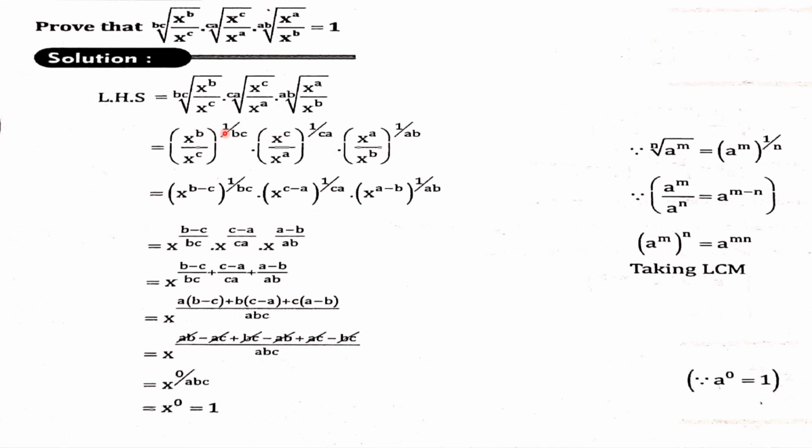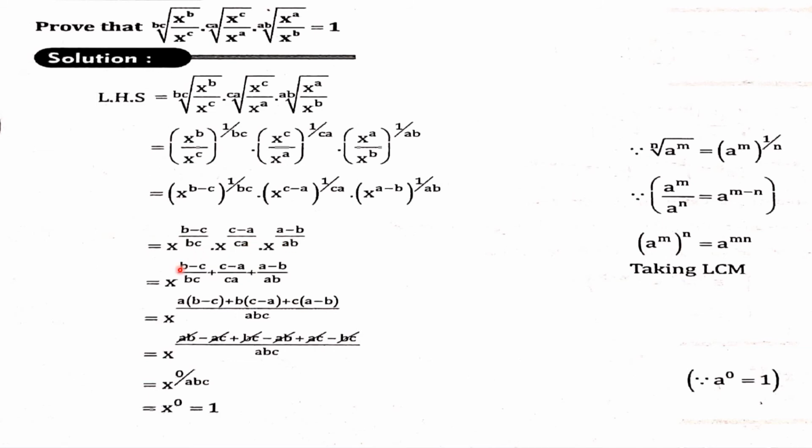a^m divided by a^n can be written as a^(m minus n). So x^b divided by x^c can be written as x to the power b minus c, to the whole power 1 divided by bc. Here also you follow the same way. b minus c into 1 will become b minus c divided by bc, c minus a divided by ca, x to the power a minus b divided by ab.